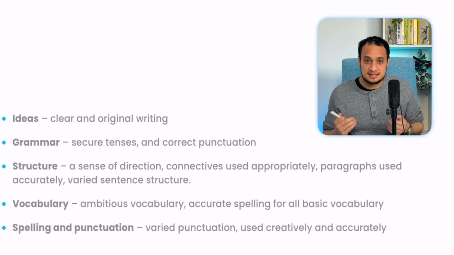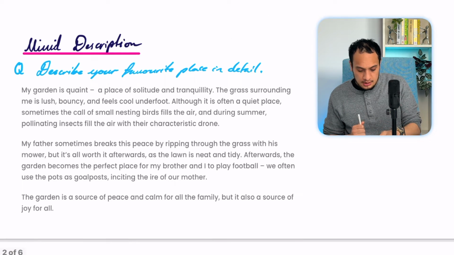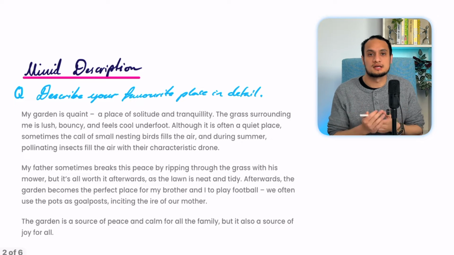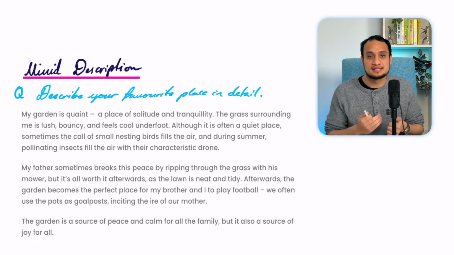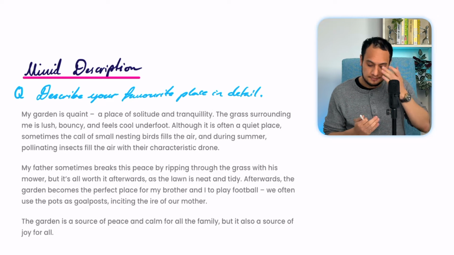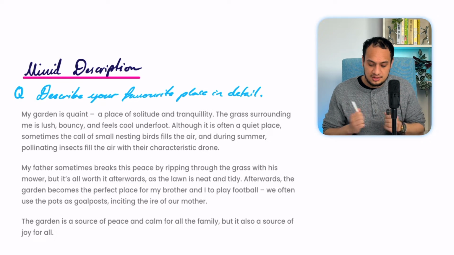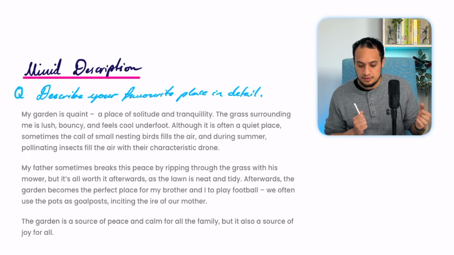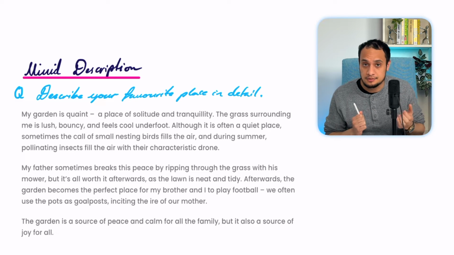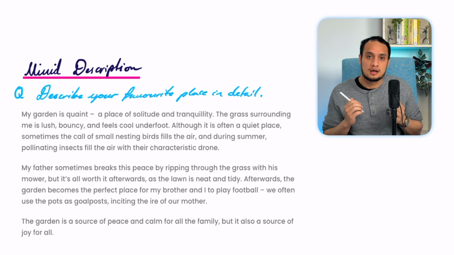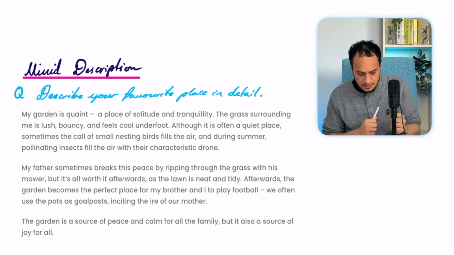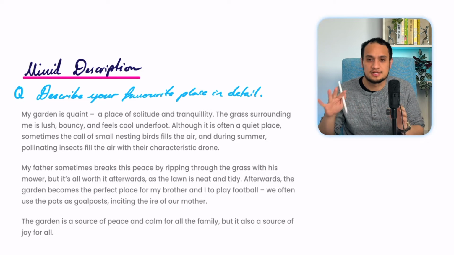Let's go into our first example. So you could be asked to give a vivid description, and that could be of a place, person, or object. So let's look at this question here. Describe your favourite place in detail. Let's read through the example first, the exemplar answer, and from that we'll be able to work out what we need in our good description. So let's read this out.